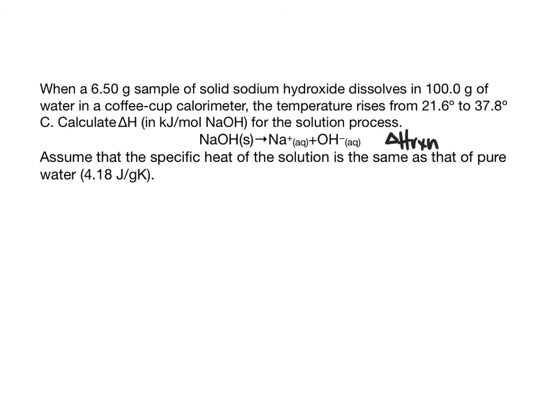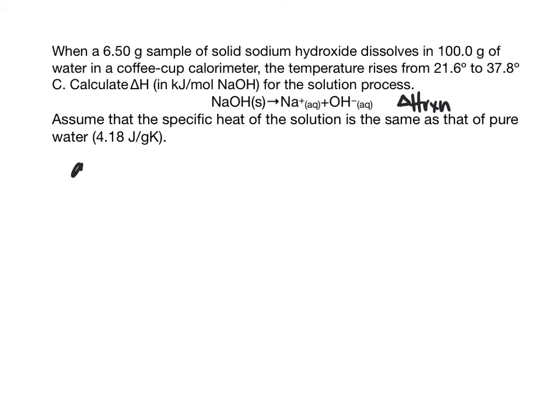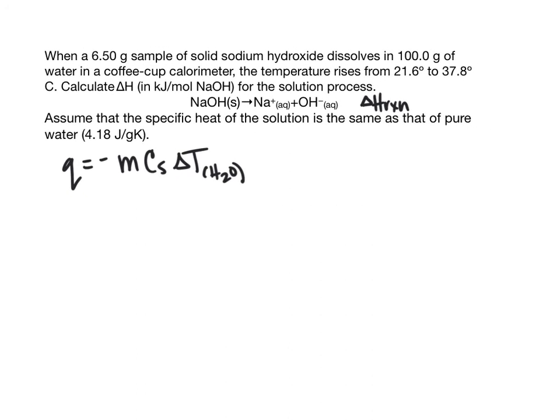So we're going to, again, use our equation Q equals negative m C sub S delta T. So we can use this one, don't forget, because this is going to be the change in temperature of the water. And so let's start with the mass. So the mass on the previous question was 100. And so we have 100 grams of water.